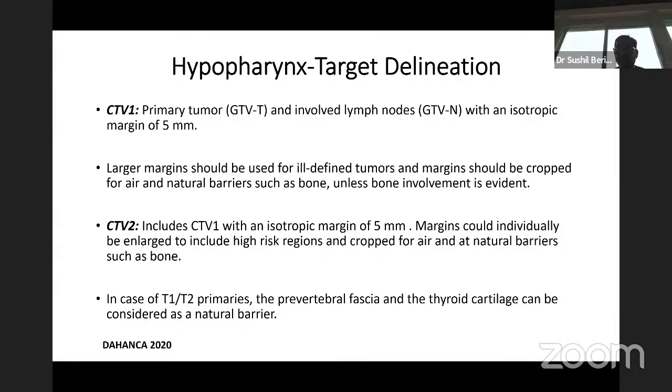And in case of a T1, T2 primary, when the disease is not locally advanced, the prevertebral fascia and the thyroid cartilage are natural barriers. You don't need to include that. But for T3, T4 disease, the prevertebral fascia as well as the thyroid cartilage should be in your volume.